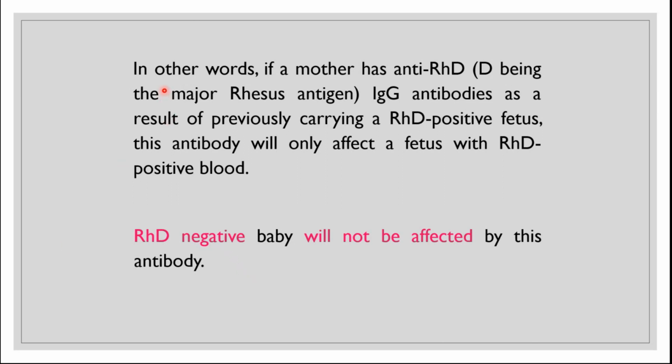In other words, if a mother has an anti-D IgG antibody as a result of previously carrying a rhesus positive fetus, this antibody will only affect a fetus with rhesus D positive blood. A rhesus D negative baby will not be affected by this antibody. Rhesus negative baby has no problem. Only the positive one has a problem.